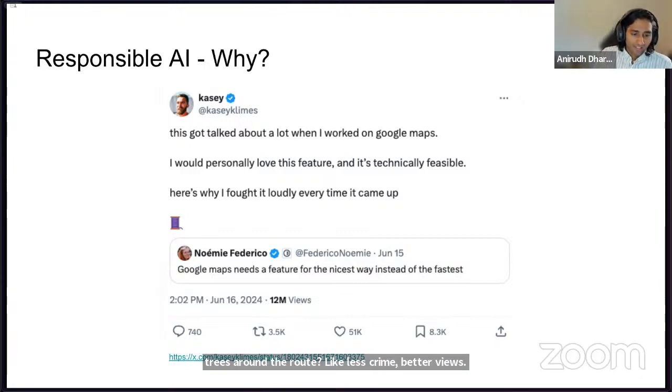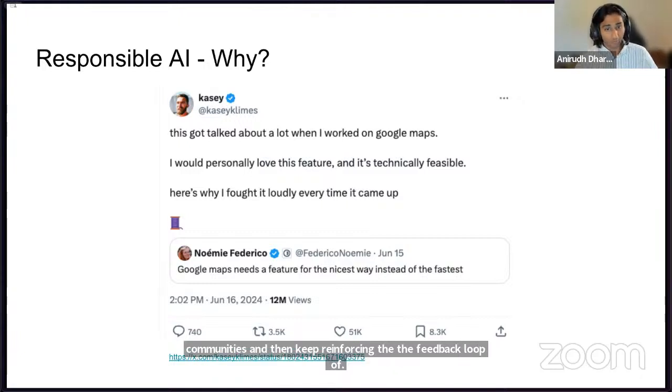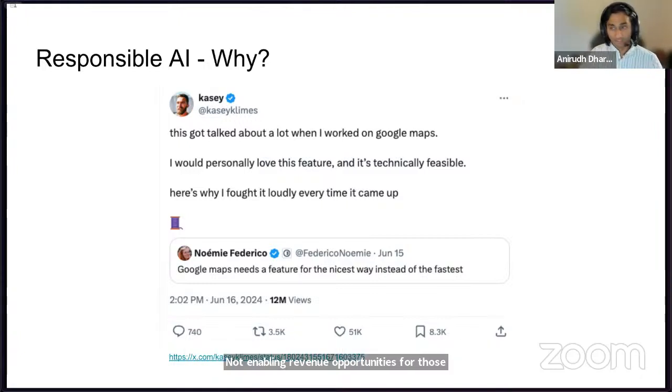The author basically said, from his previous experience as a city manager, there's a lot of research that showed lower income communities had just way fewer trees. So if you chose that as a metric, you'd suddenly start directing foot traffic routes to avoid lower income communities, and then keep reinforcing the feedback loop of not enabling revenue opportunities for those businesses in those areas. So we have to be very, very thoughtful and careful as we design and build large complex systems on how they could affect the people in the communities around them.